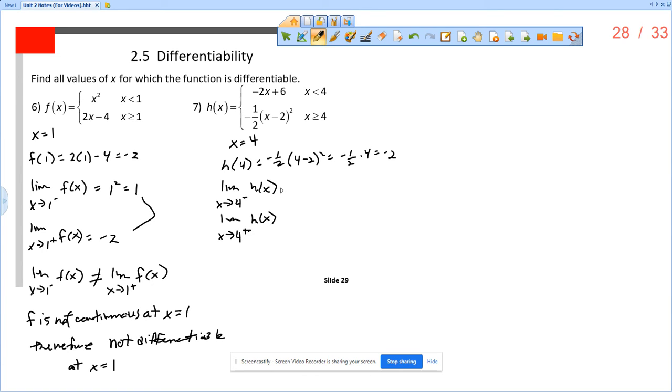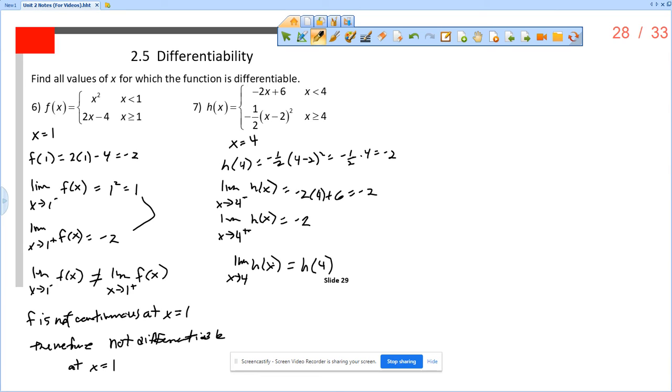So limit as x approaches 4 from the left. Now we're going to plug 4 into the bottom piece. So negative 2 times 4 plus 6. So negative 8 plus 6, of course, is negative 2. And then the limit as x approaches 4 from the right of h of x, well, that's obviously the bottom piece. So negative 2. So that means that the limit as x approaches 4 of h of x is negative 2. And so is the value of the function. And so we can say that the limit as x approaches 4 of h of x equals h of 4.